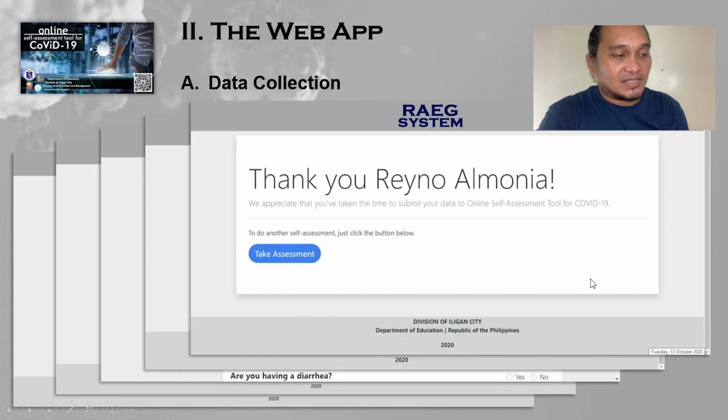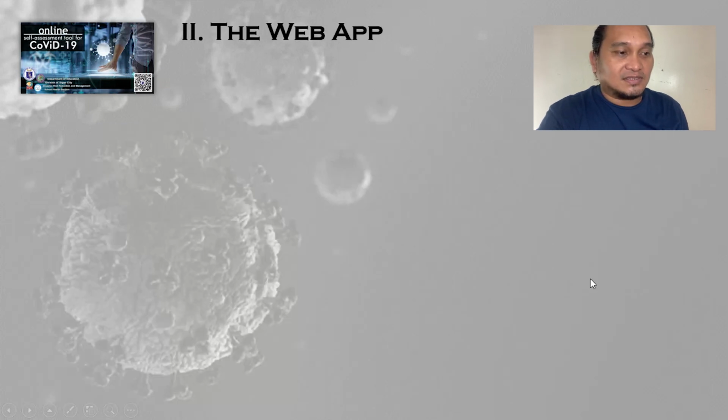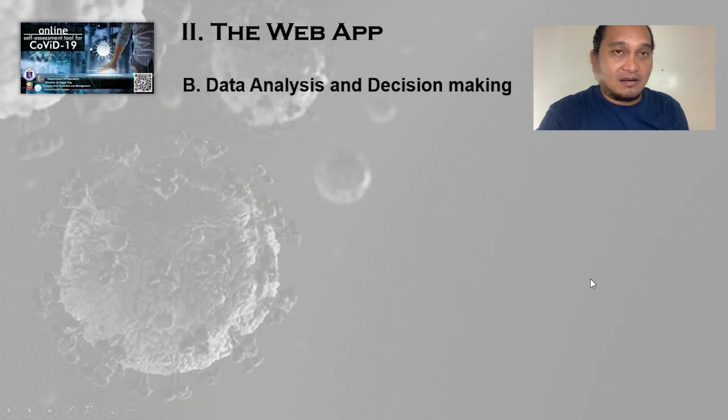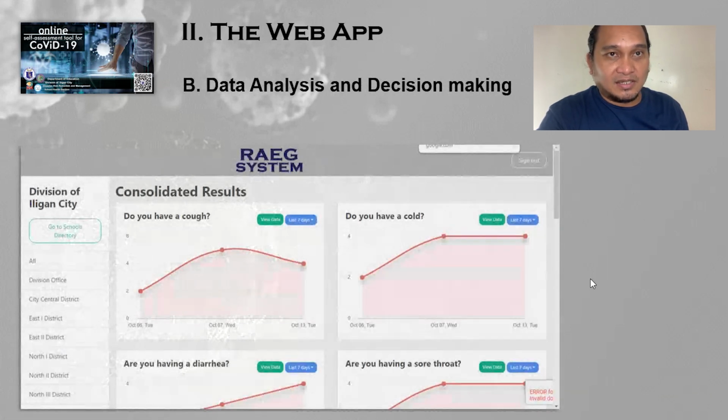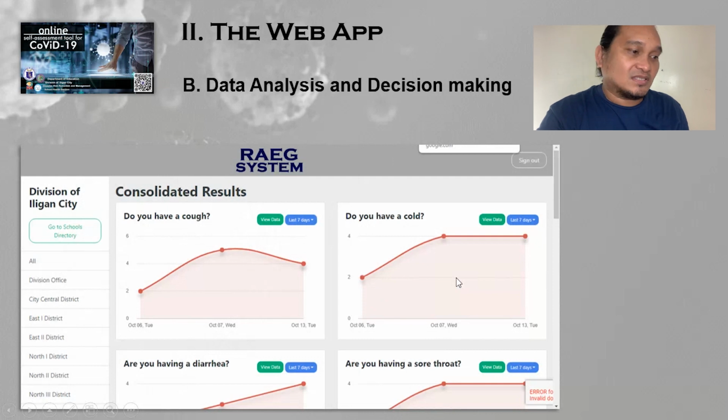Okay, so that's the front side of the web application, and this is the other side of the web app, which is the data analysis and the decision making. So as you can see here, the DRRM coordinator and the medical officer of the Division of Iligan City and the nurses and the superintendent can have a dashboard here where they can have a consolidated result as to the data gathered with the web application that we just recently filled up.